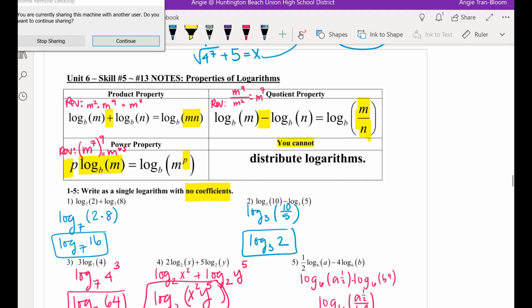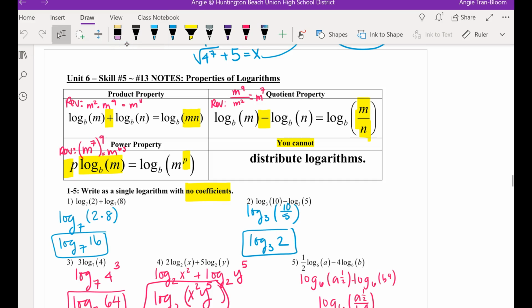You don't have to have a base, Victoria. So I think you're talking about a base, but you can write log, no base, of 5. Okay? So if you don't have a base, you're always going to assume that it's a base 10. It's called a common log.